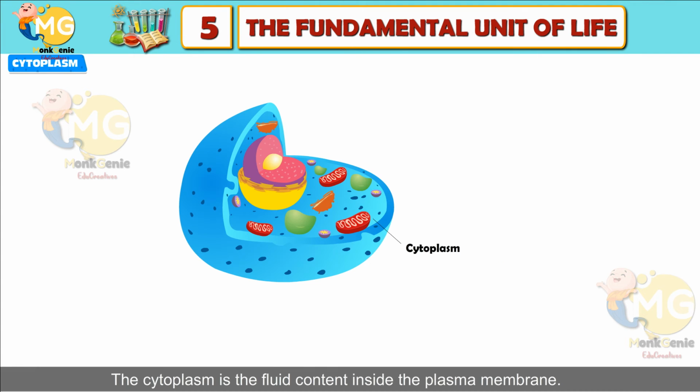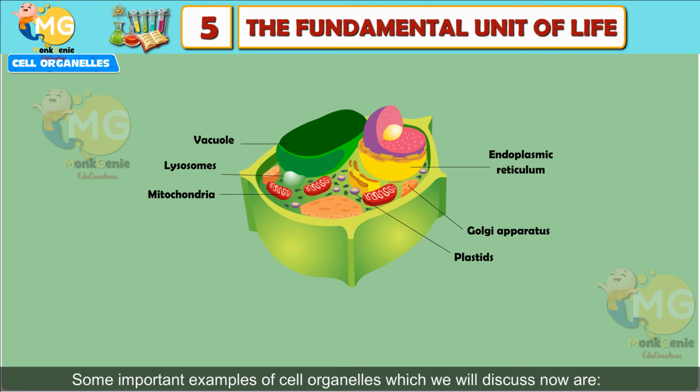Cytoplasm. The cytoplasm is the fluid content inside the plasma membrane. It also contains many specialized cell organelles. Each of these organelles performs a specific function for the cell. Cell organelles. Some important examples of cell organelles which we will discuss now are endoplasmic reticulum, Golgi apparatus, lysosomes, mitochondria, plastids and vacuoles.